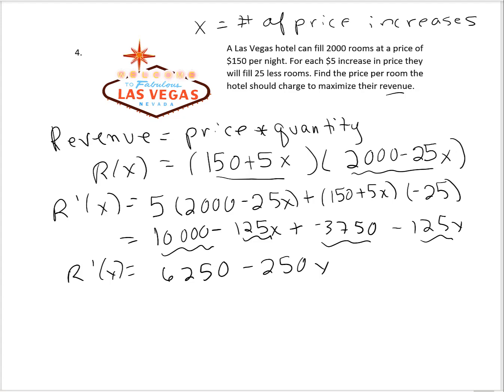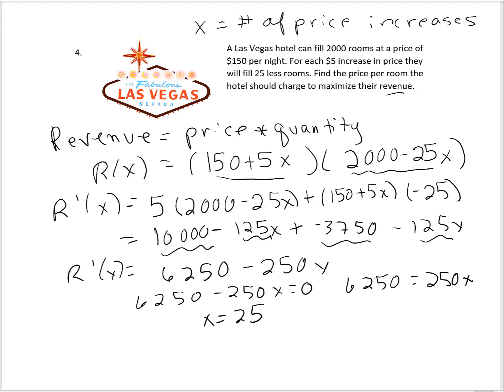We know we want to set that equal to 0. So 6,250 minus 250x equals 0. So 6,250 equals 250x. That tells us x is equal to 25.